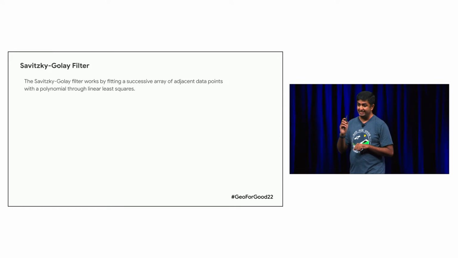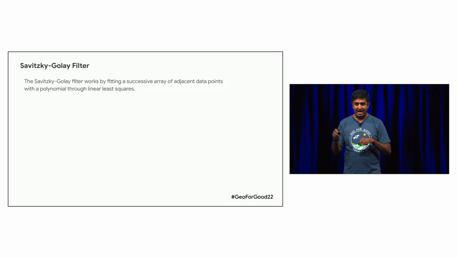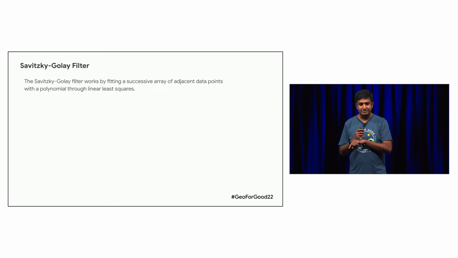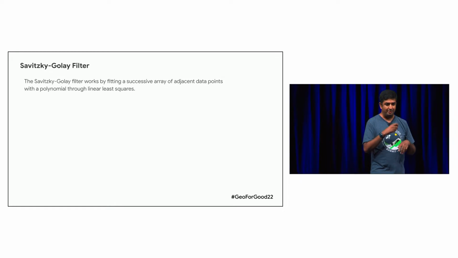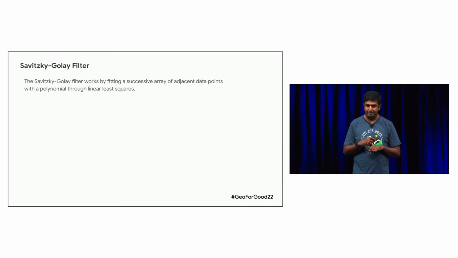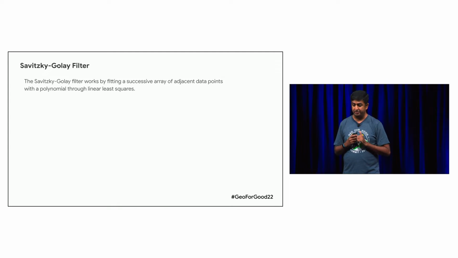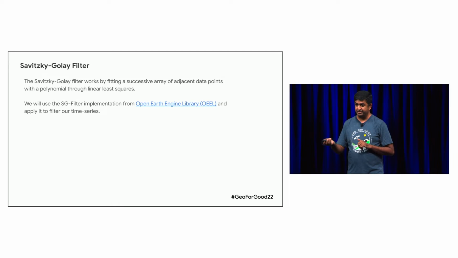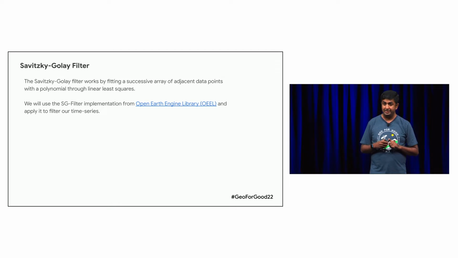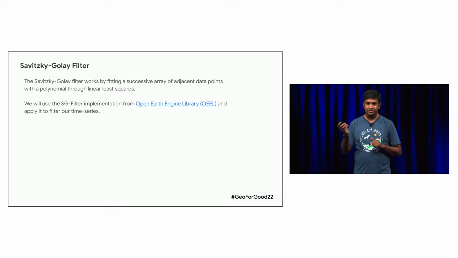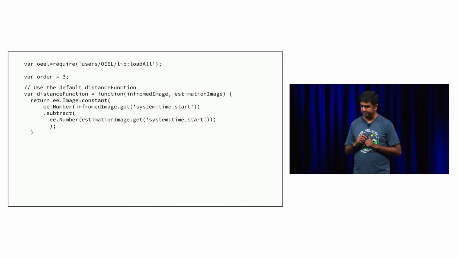What this does is it finds successive images and fits a polynomial through them. You can choose the order of the polynomial. I want a third order, second order polynomial, and it takes those adjacent temporal observations, fits the polynomial through them, and you'll get those images through that polynomial. We're going to use this excellent library, OEEL. Matthew is here. This is a great library, with a lot of functionality. We're going to use the implementation of the Savitzky-Golay filter from here.